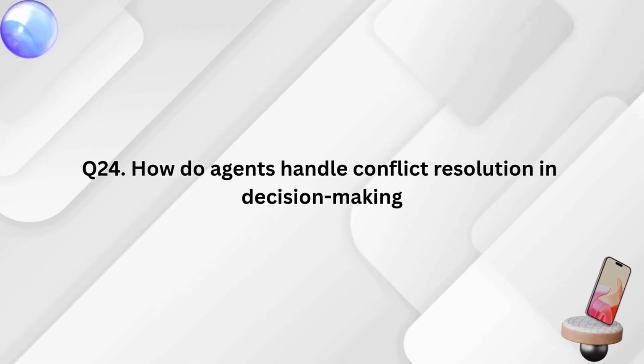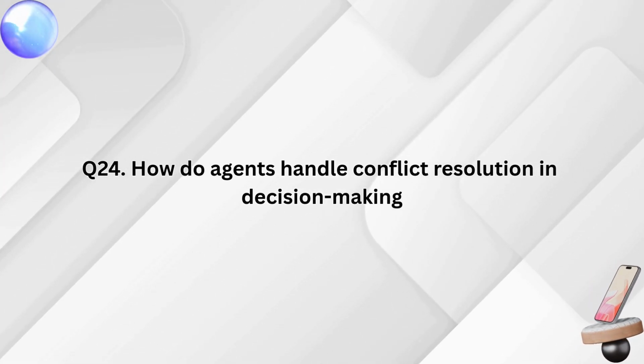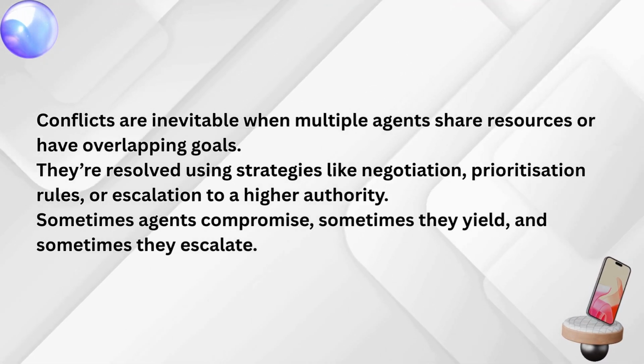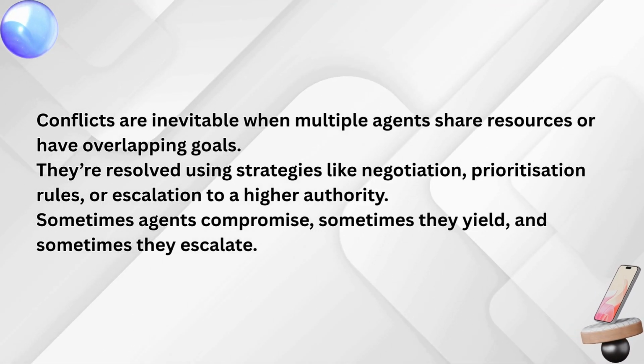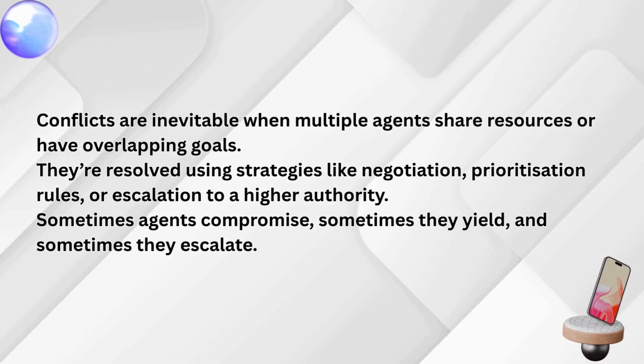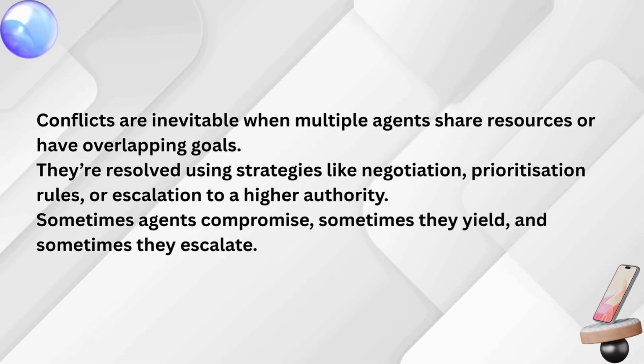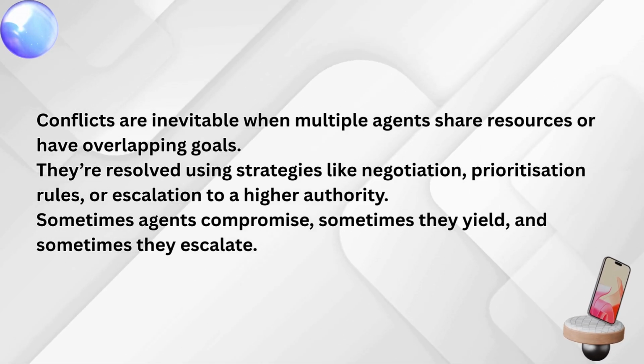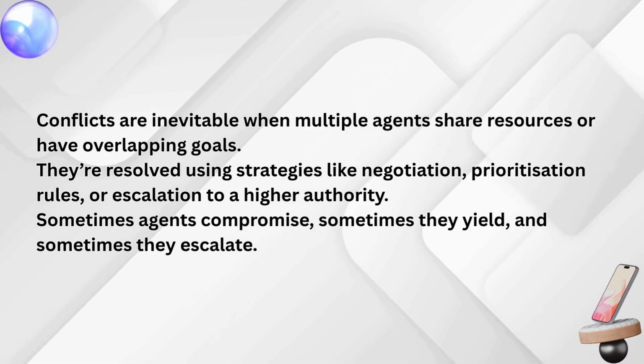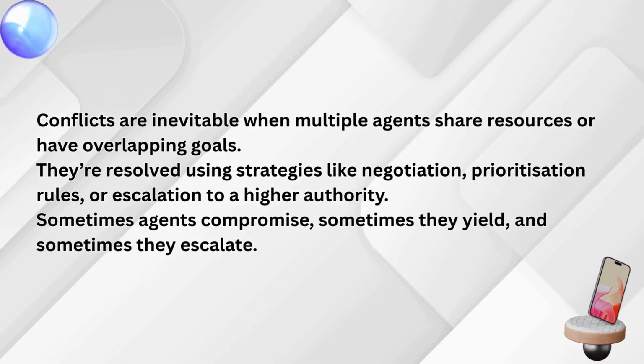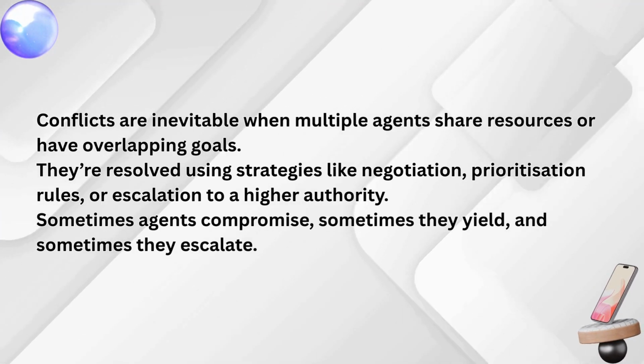How do agents handle conflict resolution in decision-making? Conflicts are inevitable when multiple agents share resources or have overlapping goals. They're resolved using strategies like negotiation, prioritization rules, or escalation to a higher authority. Sometimes agents compromise, sometimes they yield, and sometimes they escalate.